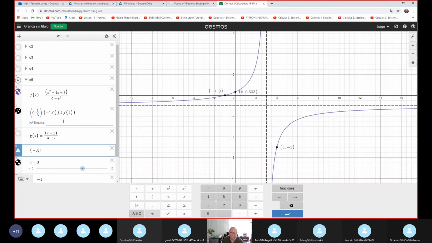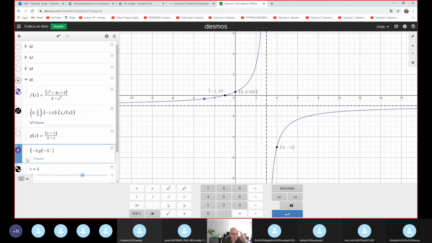not f. Why not f? Because f is undefined there. But g is not undefined, because you remove the hole. So you put g, parenthesis, -3. Boom. Okay.